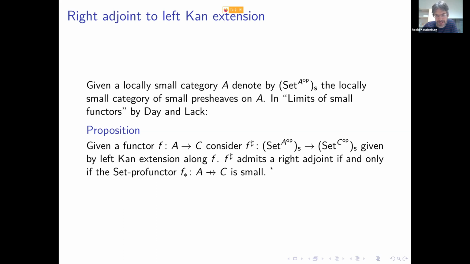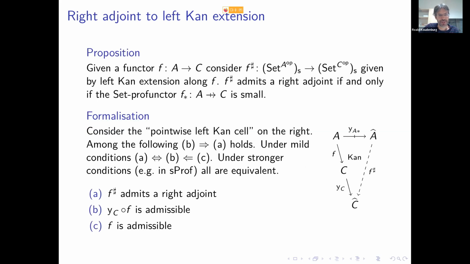So yes, that we have a right adjoint if and only if this companion exists in S-prof, the augmented virtual double category of small pro functors. So let's consider the formalization of this result. This F sharp, we need to get it as a pointwise left Kan extension of this composite of F and the Yoneda embedding YC, and then along the companion of the Yoneda embedding for A.